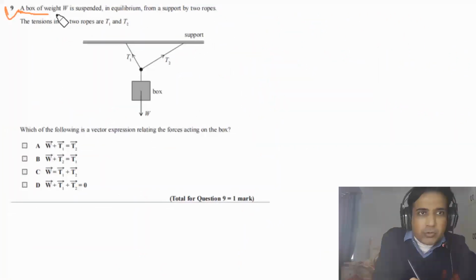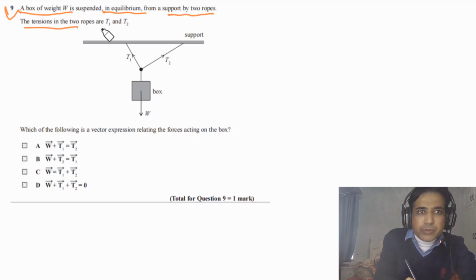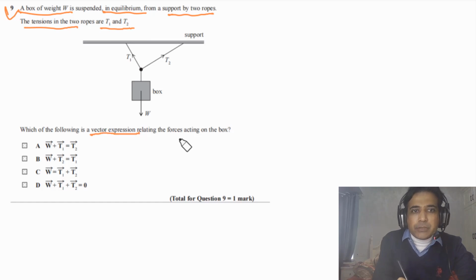Question 9 says, a box of weight W is suspended in equilibrium from a support by 2 ropes. The tensions in the 2 ropes are T1 and T2. Which of the following is a vector expression relating the forces acting on the box?